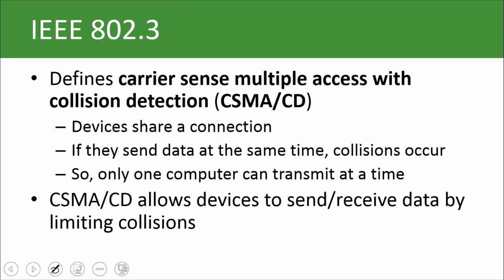802.3 defines something called carrier sense multiple access with collision detection. You'll commonly see this referred to as a pretty lengthy acronym, CSMA-CD. What happens with CSMA-CD is that devices share a connection, and if they send data at the same time on that connection, collisions can occur.